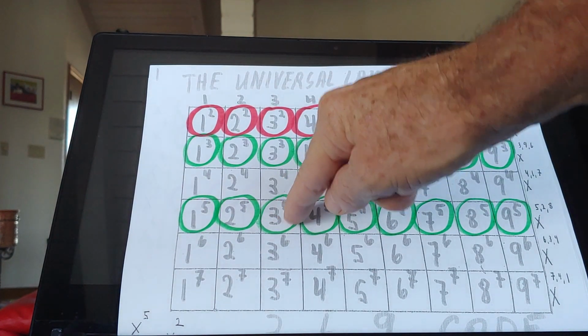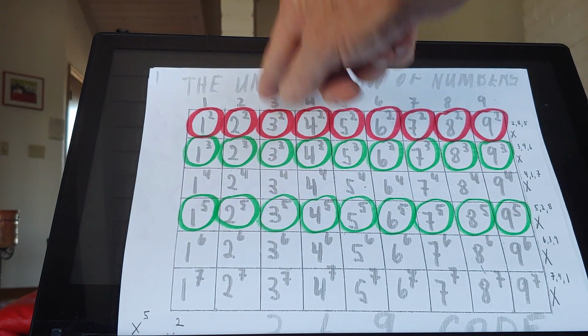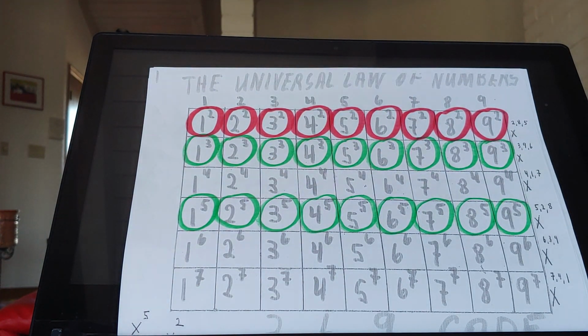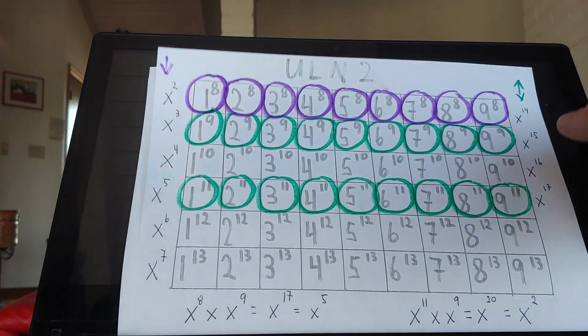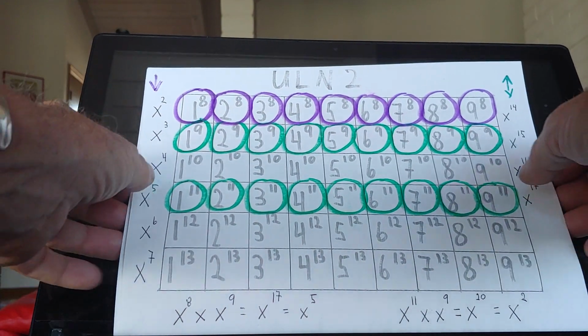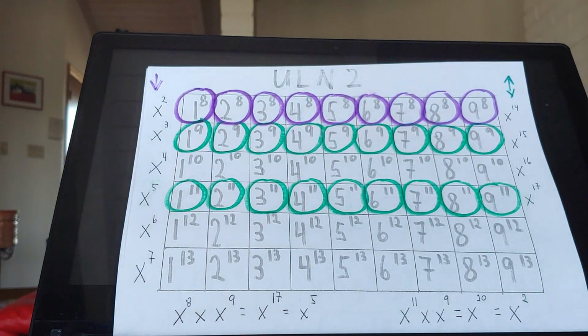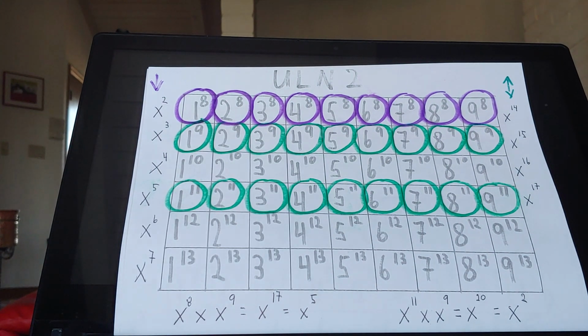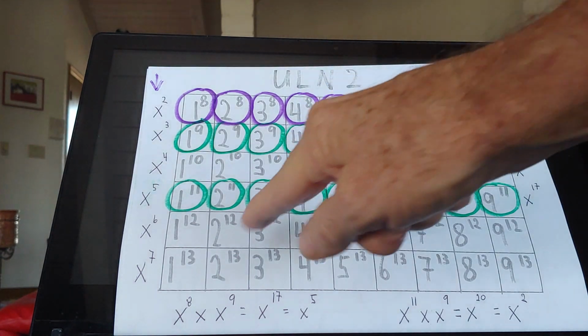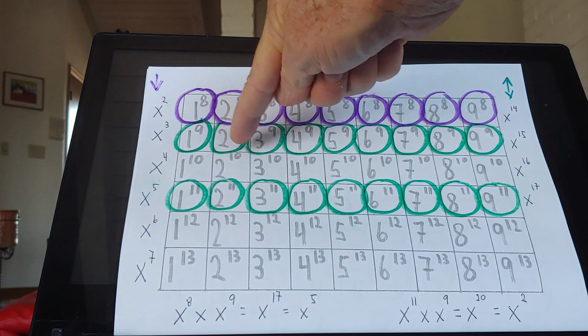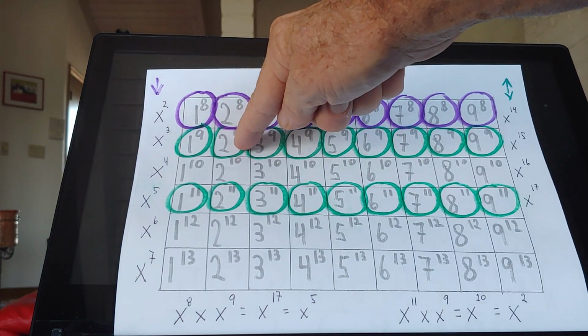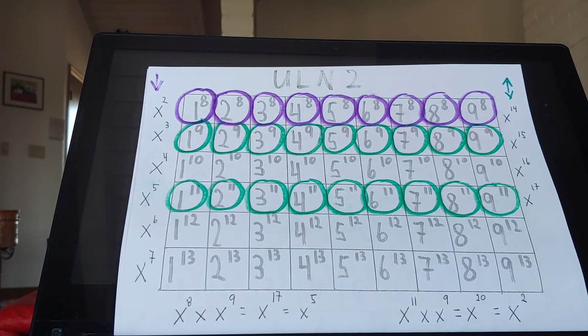But you'll see that 3 to the 5th divided by 3 to the 3rd is 3 squared. Okay? So what we have is, we're learning algebra, but we're also learning the 369 code at the same time. Okay, so x to the 8th times x to the 9th. Well, that would be 2 to the 8th times 2 to the 9th. 8 plus 9 is 2 to the 17th.